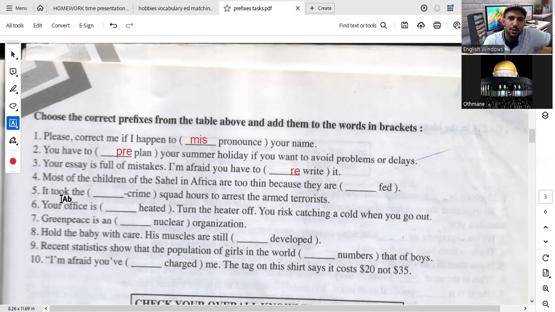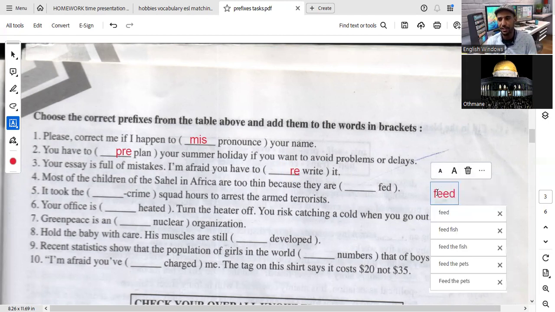Number 4, most of the children of the Sahel in Africa, that's a region in Africa, are too thin because they are fit. What is thin? Fed. The verb is feed. To feed fish, to feed animals, to feed a baby. It means to give him what to eat, right? Okay, it has to do with food.